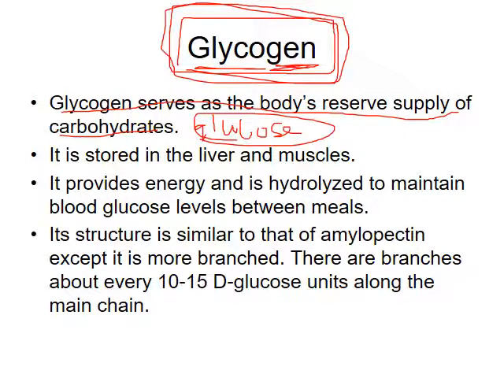So instead of storing it in seeds, we store our glycogen in our livers and our muscles and other organs. We'll talk about this more specifically in a second. What it does is that when our body needs energy, just like seeds, it will break the glucose off of the glycogen and release it to produce energy.